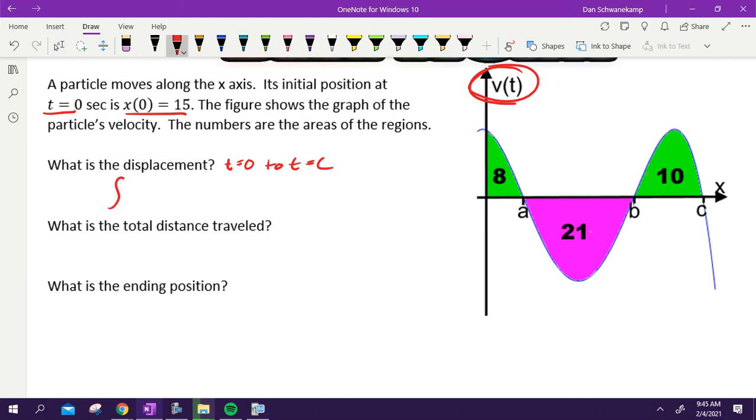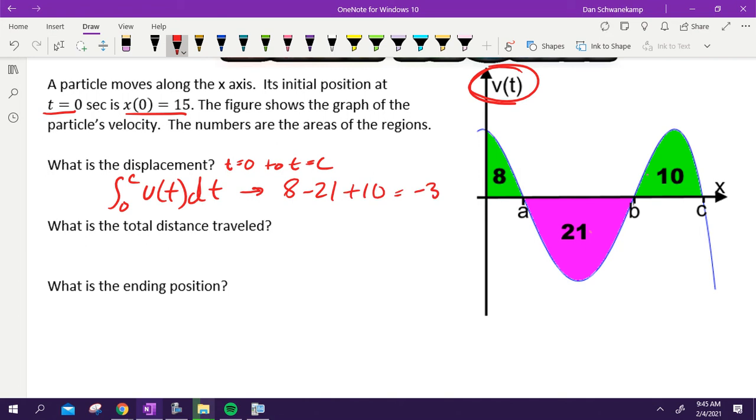8, 21, and 10. He integrated from 0 to c v of t dt. That is how we find displacement. You just find the integration. And for us, in this problem, it is saying 8 minus 21 because it's below the x-axis, and plus 10. That's where I'm getting negative 3 from. There's my first one.